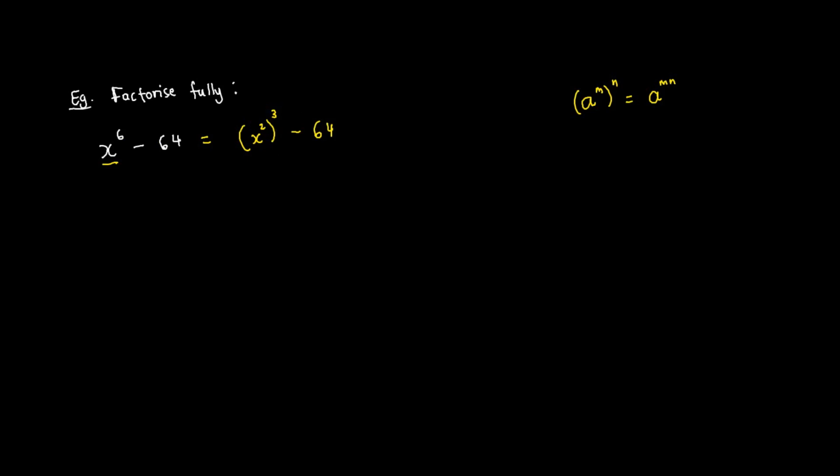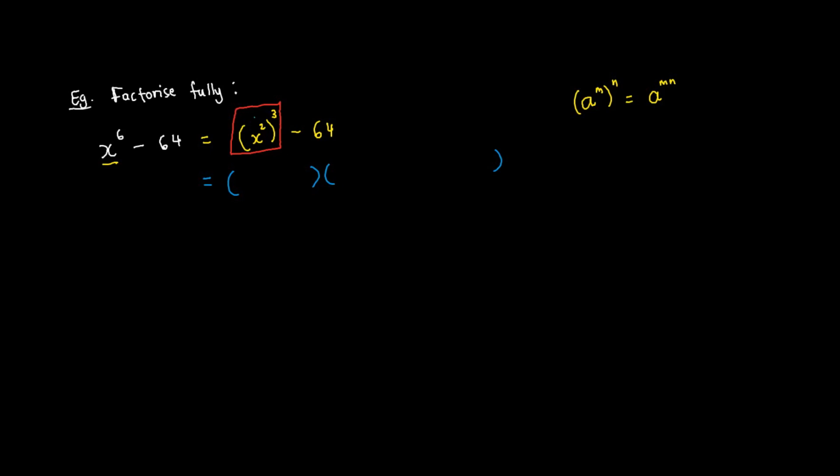Now, actually, this is a perfect cube. If I cube root x squared cubed, it's going to give me x squared. And if I cube root 64, by the way, we have to make sure that 64 is a perfect cube. It is, because the cube root of 64 is 4. So let's open up our two brackets. We have a binomial multiplied by a trinomial.